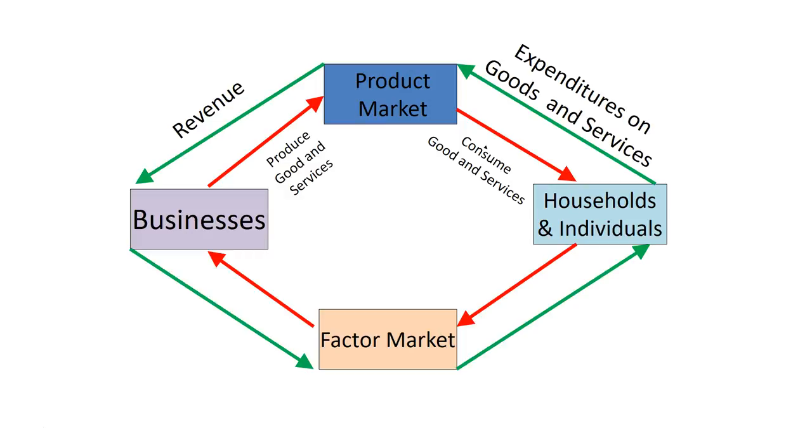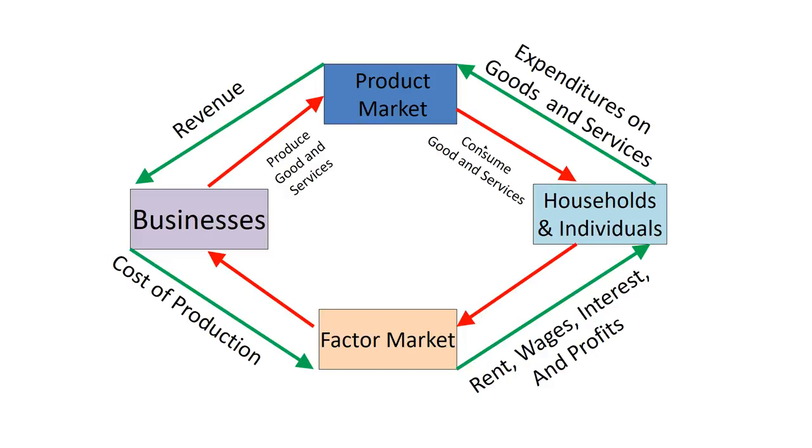On the other market, we're looking at households and businesses in the factor market. So businesses have what we call costs of production. This is what it costs them to make the things that they're going to try to sell to you. Well, they need to get those factors of production, and they get that from households and individuals in the form of rent, wages, interest, and profit.